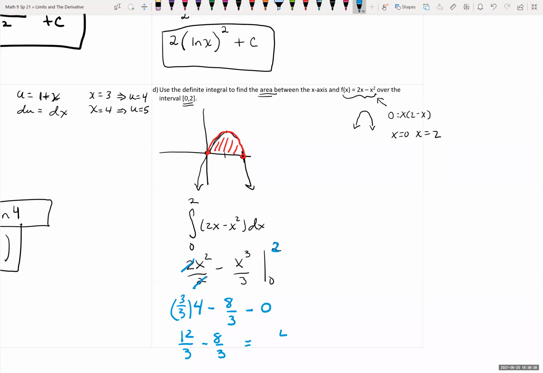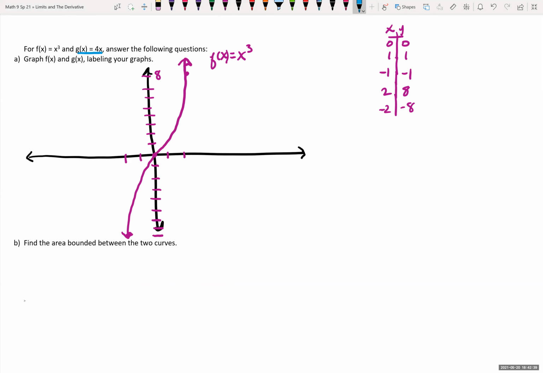Now let's graph g of x. g of x is equal to 4x. Well, that is a line and it's in slope-intercept form. So we know that the intercept is 0 and our slope is 4. So if we rise 4, we would go over 1. Or if we fall 4, we would go over 1.